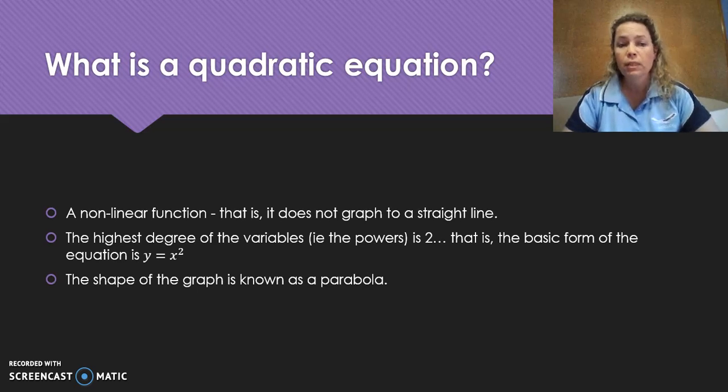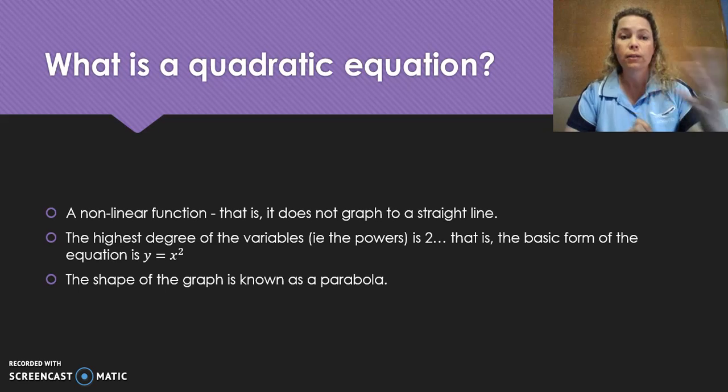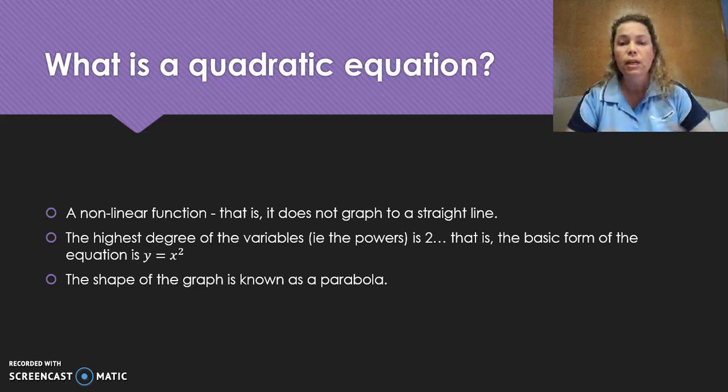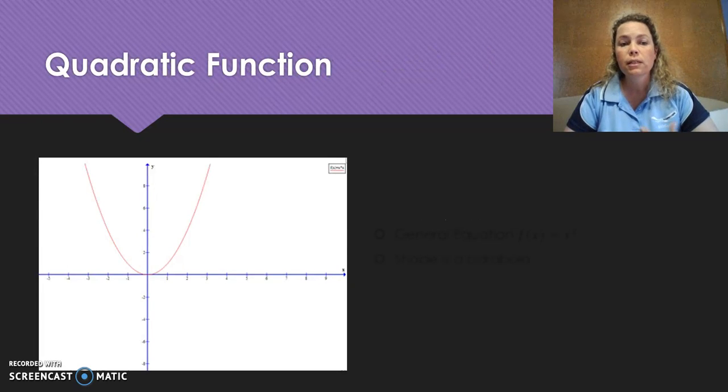It has a shape that's known as a parabola. So think Angry Birds when you're actually flinging red and the other birds across. That's generally parabolic motion.